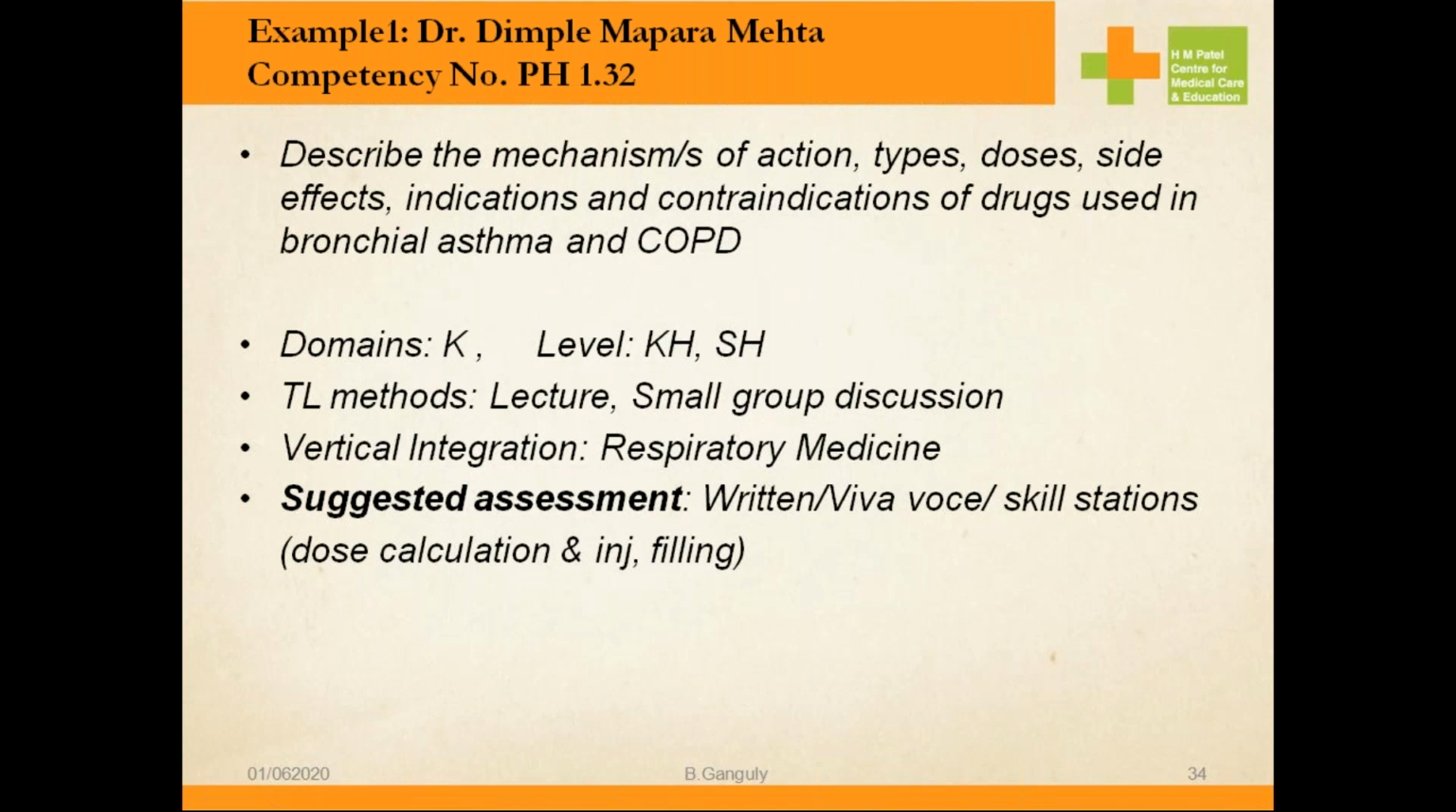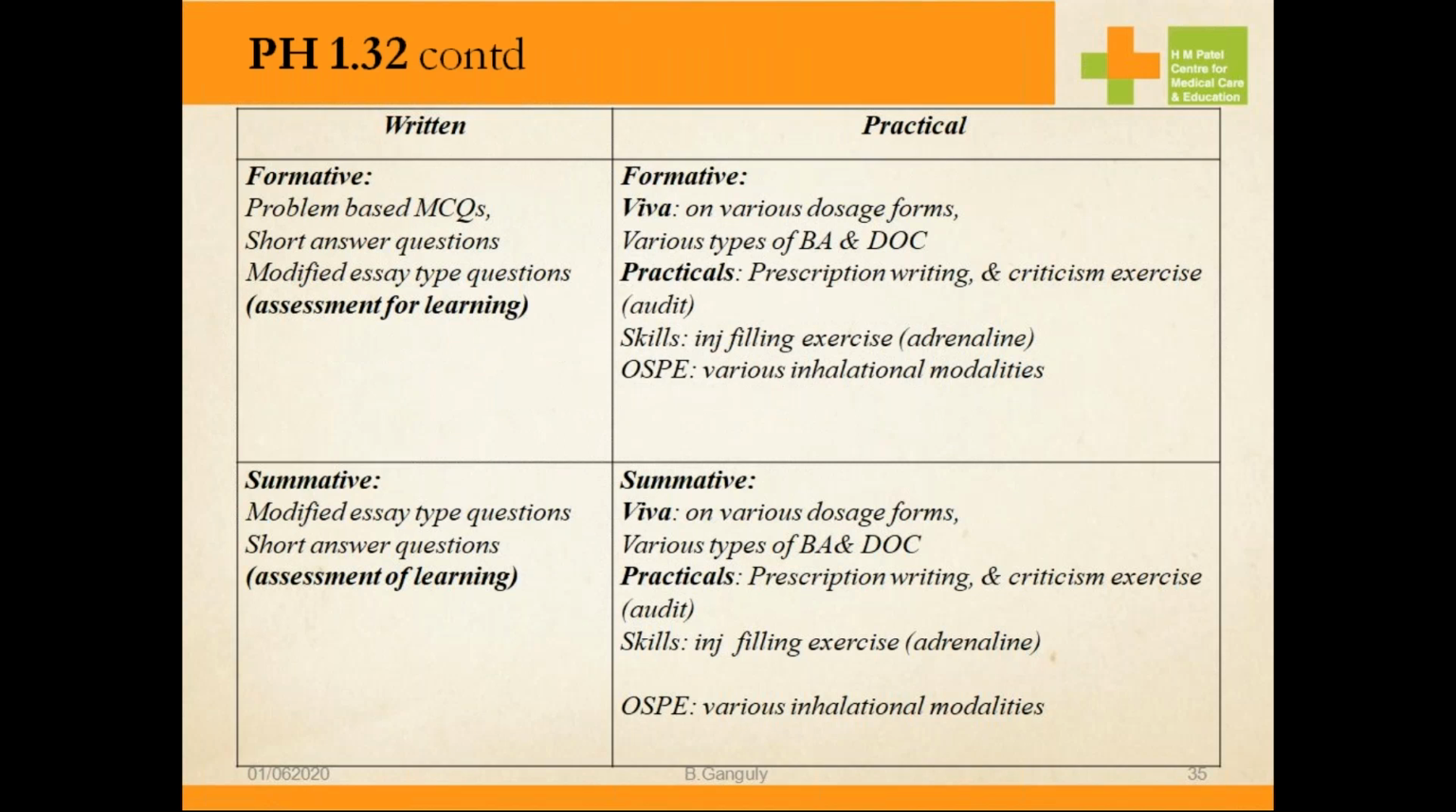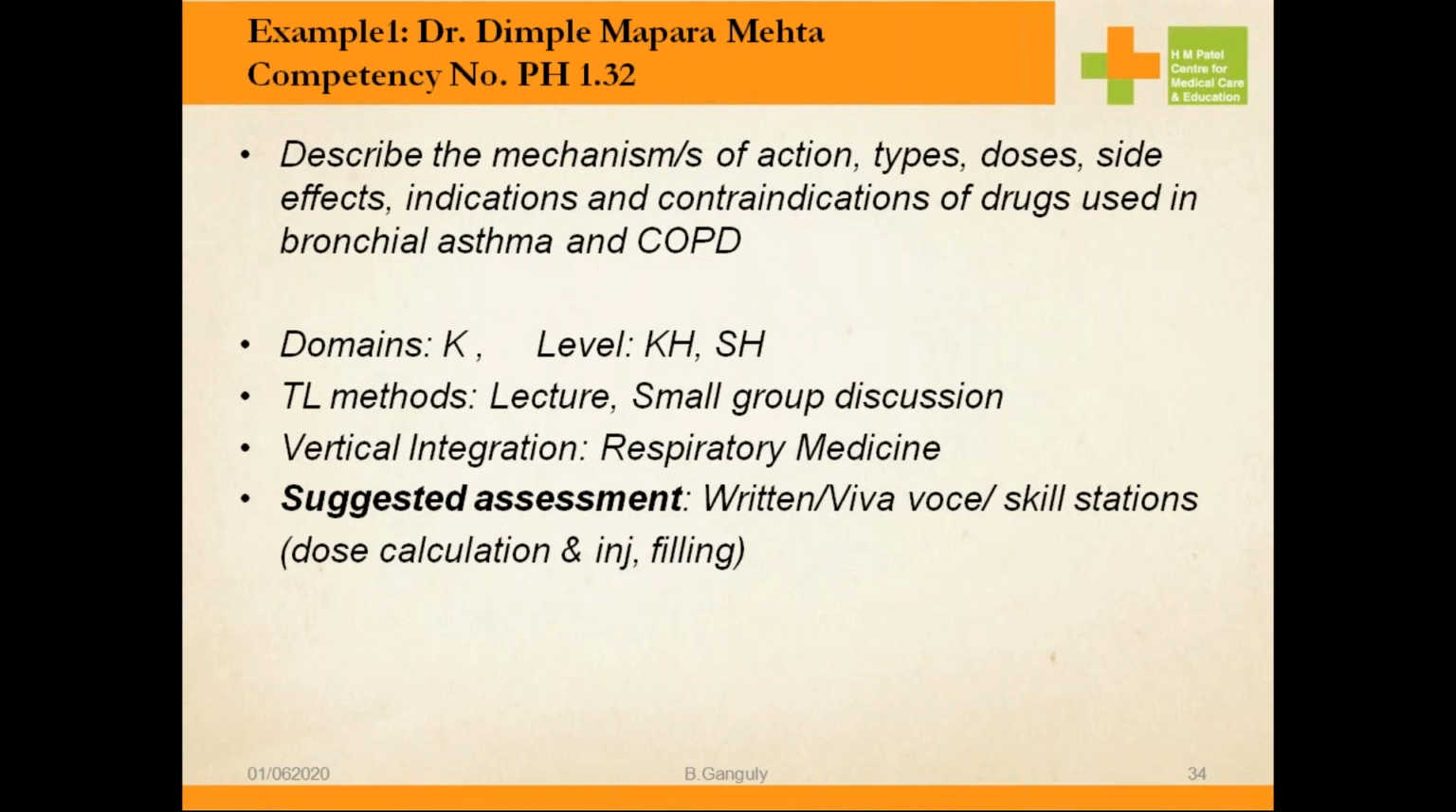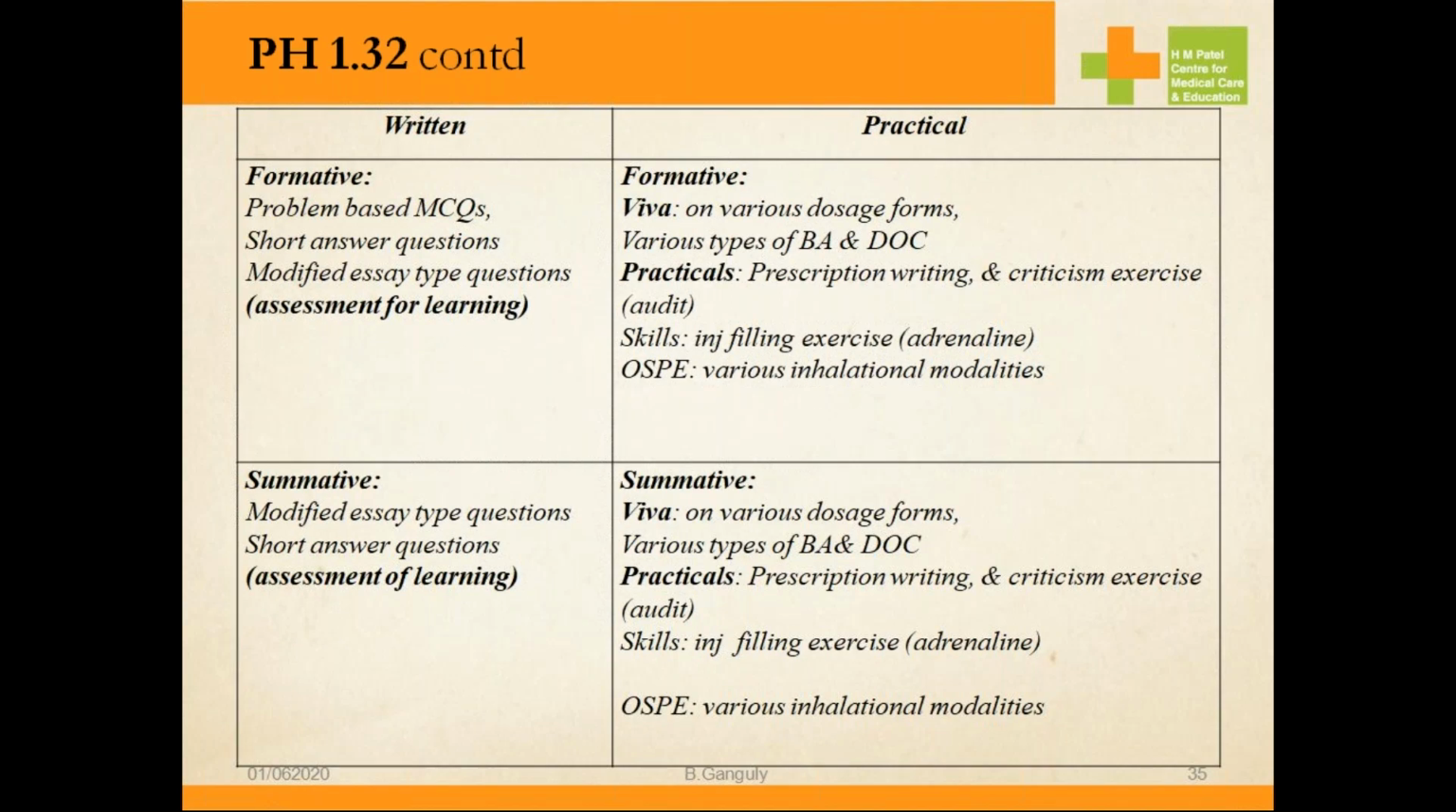So she has shared this competency on bronchial asthma and mentioned the domains, levels, teaching learning methods, and vertical integration, and then suggested the following assessment plan. Written and practical, formative assessment with problem-based MCQs, in line with knows how, then short answer questions and modified essay type questions, and in practical, viva on various dosage forms. Practicals include prescription writing and criticism exercise, because of knows how and shows how.